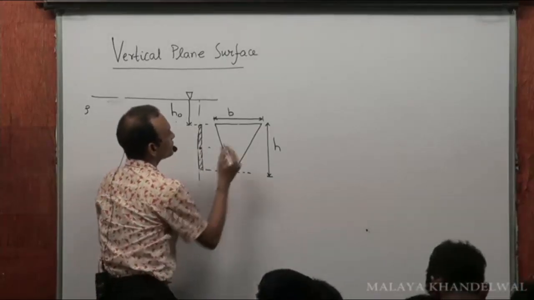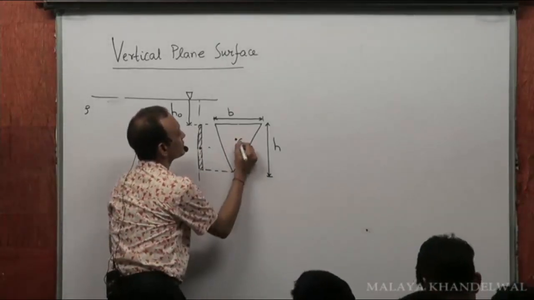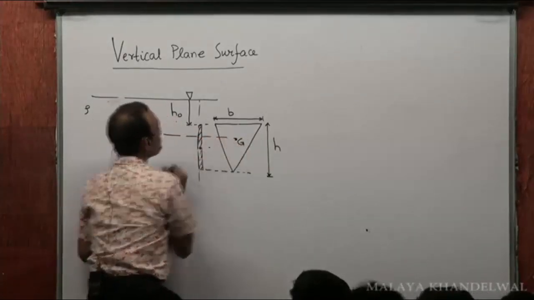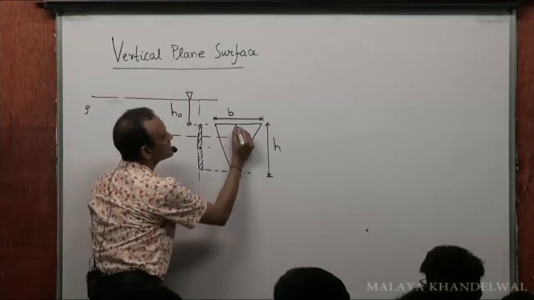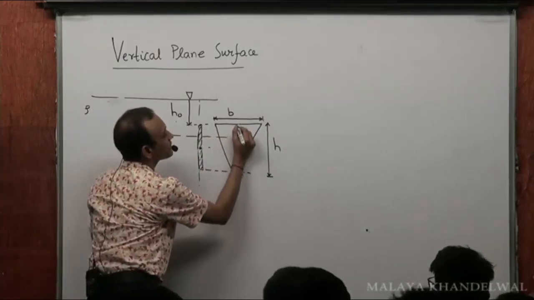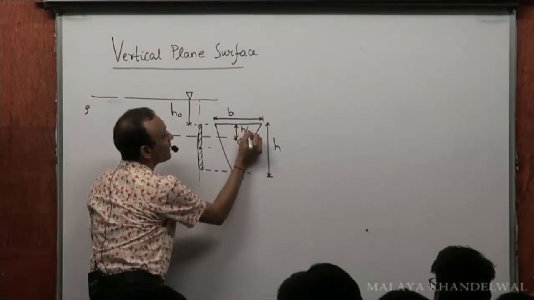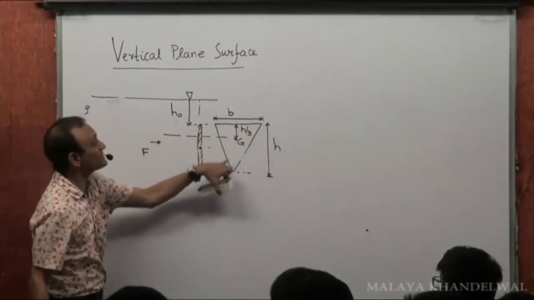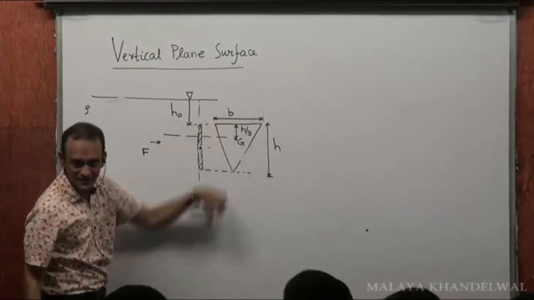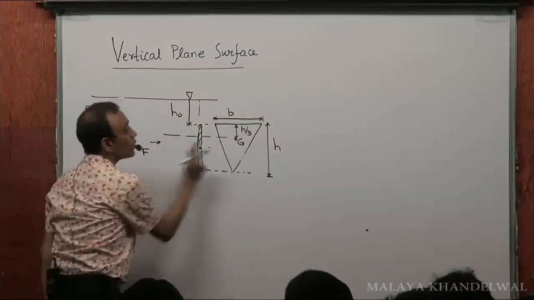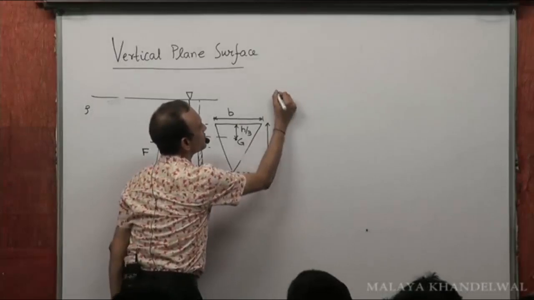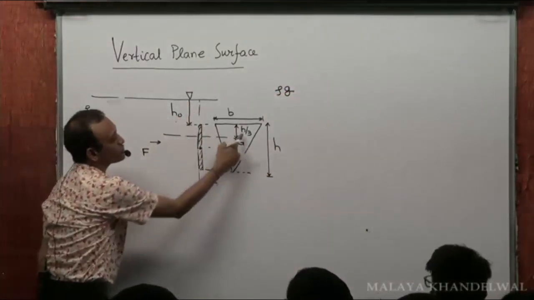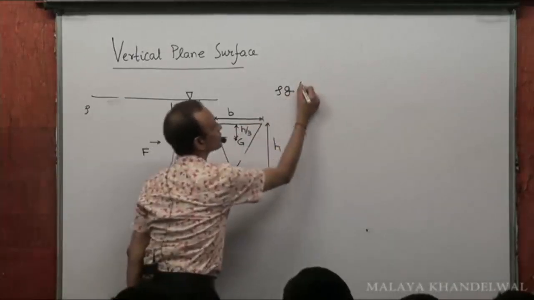So if G is the center of gravity of the triangular lamina, then would you want to believe that this G would be at a depth h by 3 from the base and 2h by 3 from the vertex? Yes or no? So then, what's the pressure at G? The pressure at G is going to be rho g into depth of G. What's the depth of G? h naught plus h by 3.